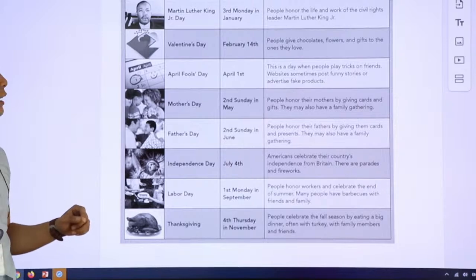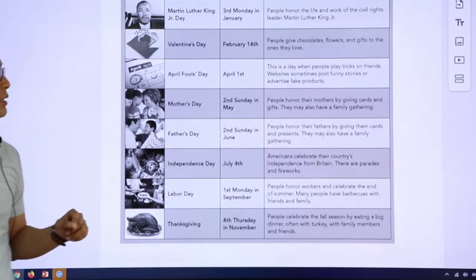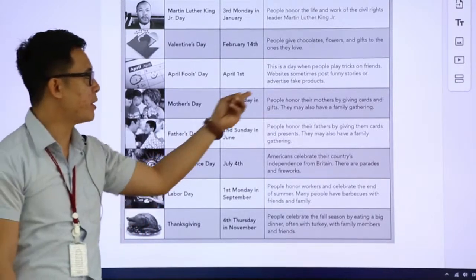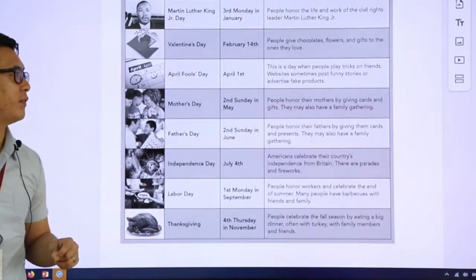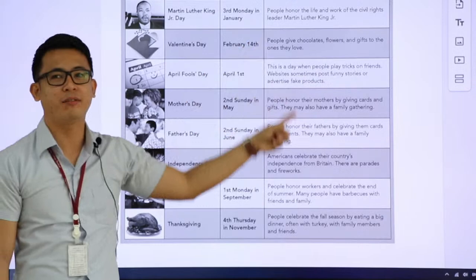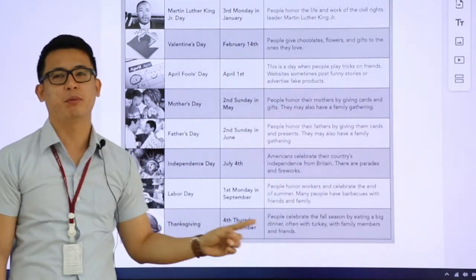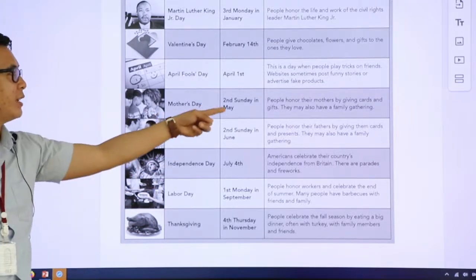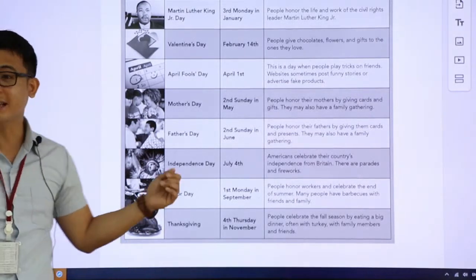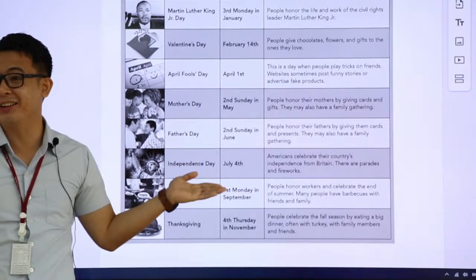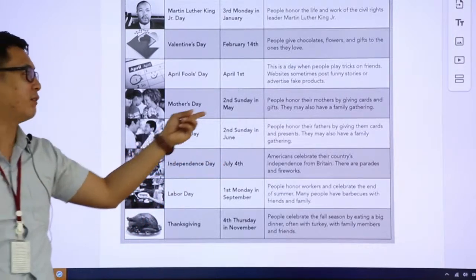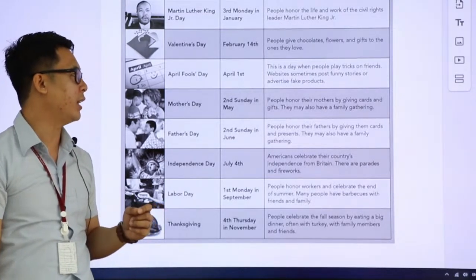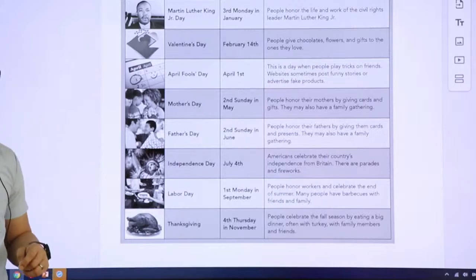April Fool's Day will be on April 1st. This is a day when people play tricks on friends. Websites sometimes post funny stories or advertise fake products. So in this part, you can find the answer whether people give gifts or don't give gifts. Mother's Day, 2nd Sunday in May. But in Thailand, you have a different date for Mother's Day, right? In the United States, it's fixed every 2nd Sunday of May. People honor their mothers by giving cards and gifts. They may also have a family gathering.